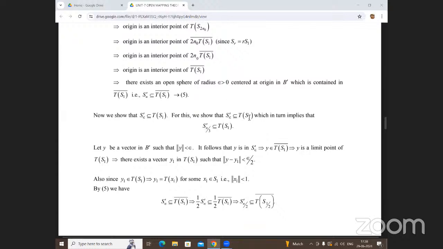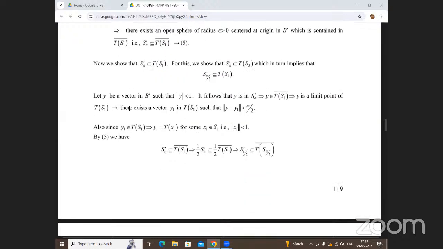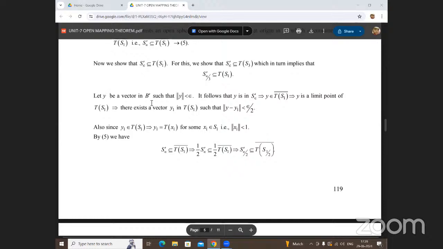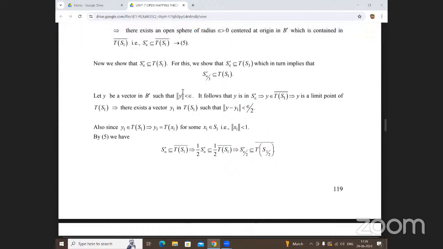Now that can also be written as T of S'(epsilon/3) contained in or equal to S'(epsilon/3). It can be divided into 3 parts. So S'(epsilon/3), because the image of the open sphere is contained in or equal to T(S1), consisting of 3 parts of the radius. Now let y be any vector in B'. So norm y is less than epsilon, so y belongs to S'_epsilon.